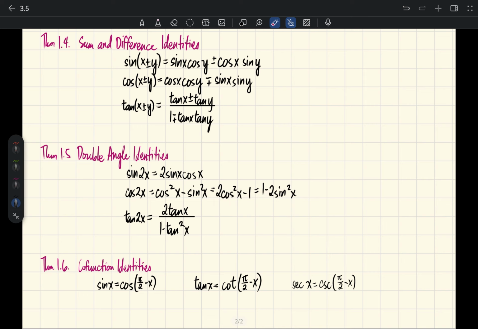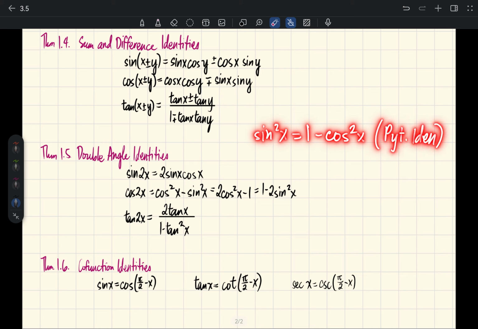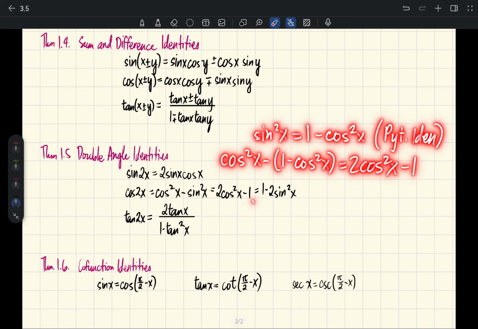So how did we get them? For the first one, take note that sine squared x equals 1 minus cosine squared x. This one is from your Pythagorean identities. So we can write this as cosine squared x minus the quantity 1 minus cosine squared x, which would then give you 2 times cosine squared x minus 1. So that's why you have this equality right here.